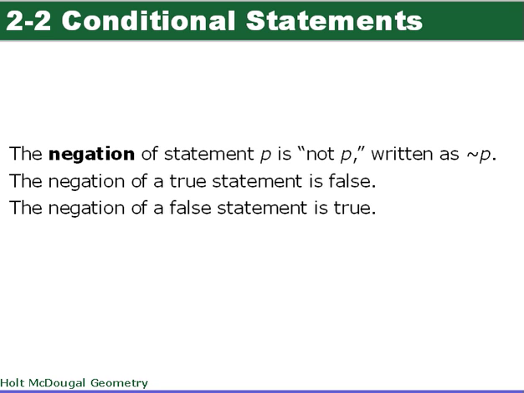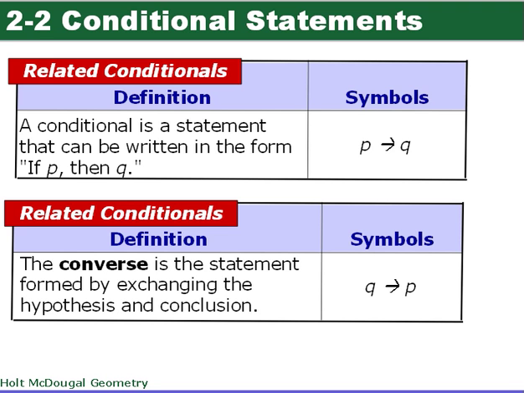Okay, the negation of a statement P is not P, written as a tilde or squiggly. I like to call it a squiggly. The negation of a true statement is false, and the negation of a false statement is true. So it's kind of like the negative sign for conditional statements. We know if we have a negative in front of a 1, it's -1. If we put a negative in front of a -1, it's a +1. And it's the same thing. Negation of false is true. Negation of true is false. Nice example.